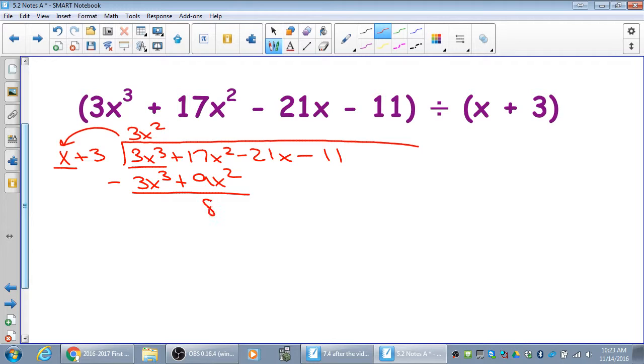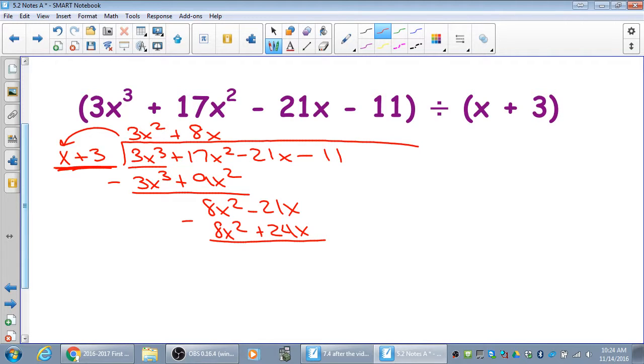Now when we subtract, we'll deal with what's left over. 17 minus 9 is 8x squared. Now we're taking these two at a time, so let's bring down the next one. We only deal with the first one. We just match up the first. What do we take times x to get 8x squared? We multiply by 8x. That gets us 8x squared, and then plus 24x. We'll deal with that. We're not trying to match up everything, just the first ones.